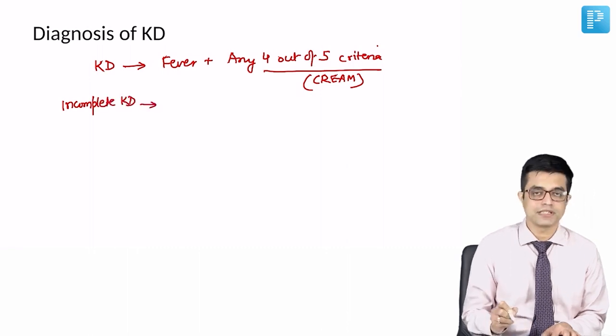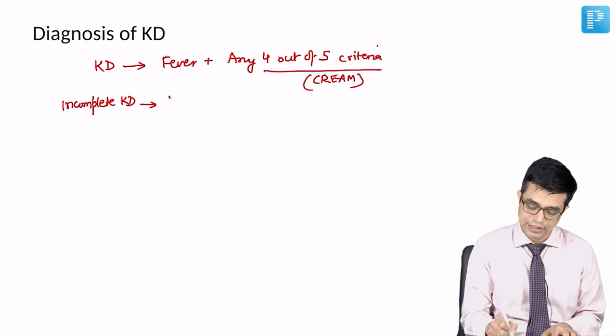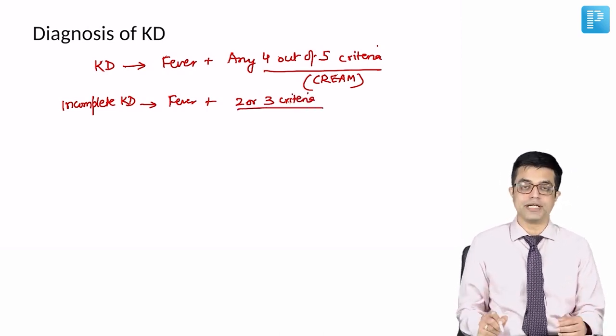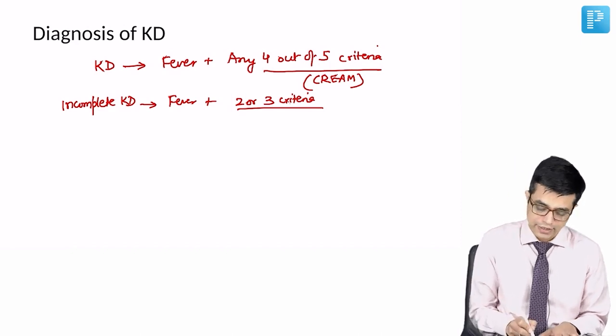The term incomplete Kawasaki disease is used when the child has fever along with 2 or 3 criteria out of 5 criteria, not 4. 2 or 3 criteria, then we call it incomplete Kawasaki disease. And third, we have atypical Kawasaki disease.